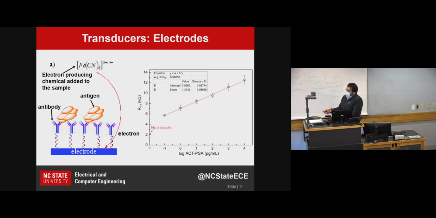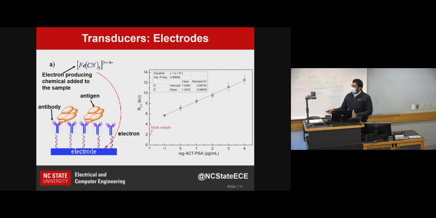Now, as the concentration of this antigen increases or changes, the resistance that this electron is going to face to pass through this membrane and then reach the electrode is going to change depending on how much antigen is present, because we have fixed the amount of antibodies. The antibodies amount is fixed, right? It's just the amount of antigen that is going to change depending on the sample that you're using.